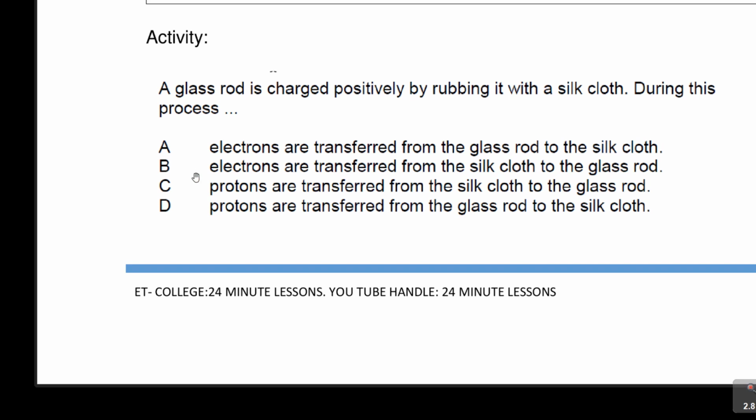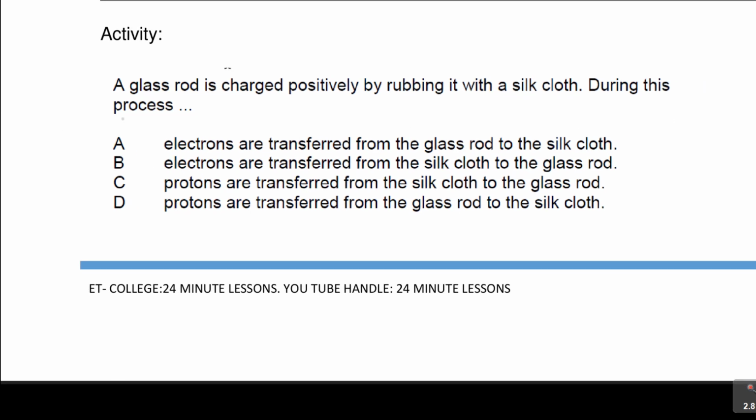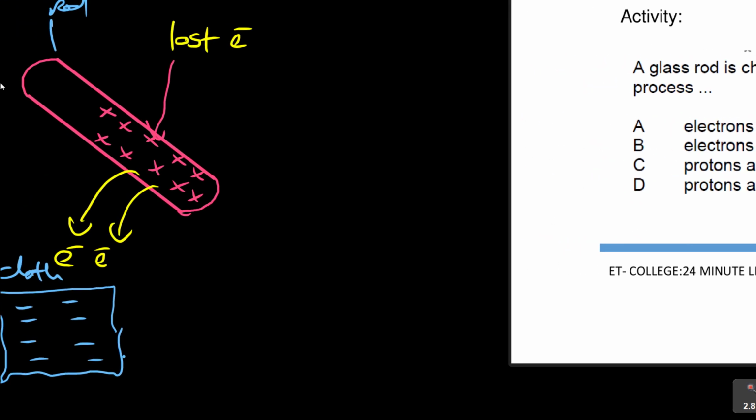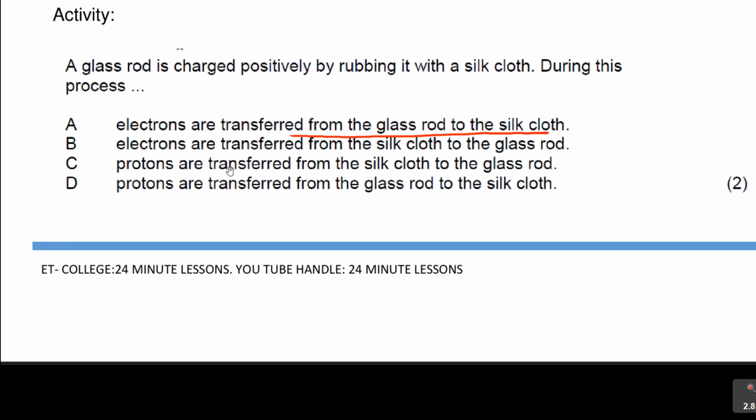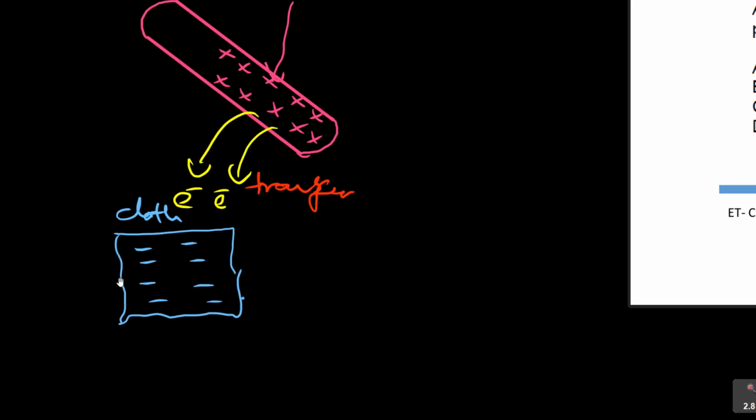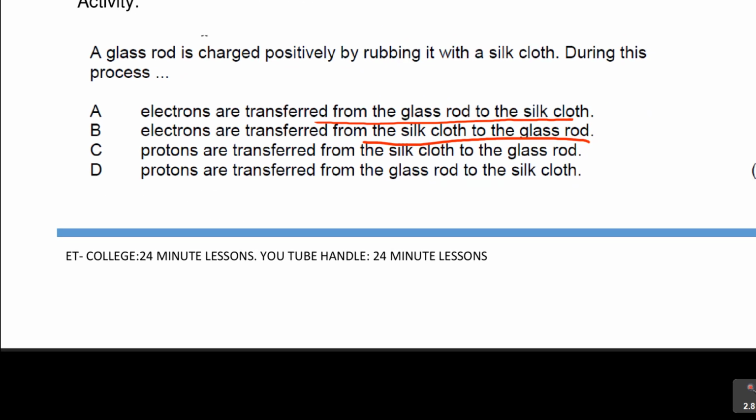Now they're saying during this process, electrons are transferred from the what? Electrons are transferred from the glass rod to the silk cloth. Yes, that's what we already said. So electrons are transferred. There is the transfer here. Are you seeing that? So this is the transfer, and then electrons are transferred from the silk to the rod. We cannot say that it's the opposite, because the silk is the one that is getting more negative.